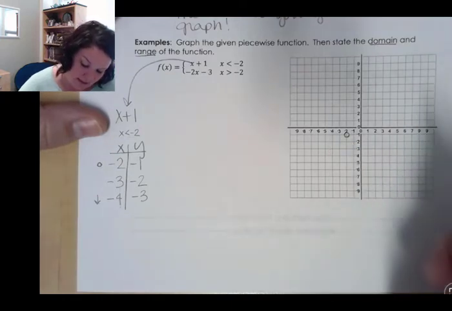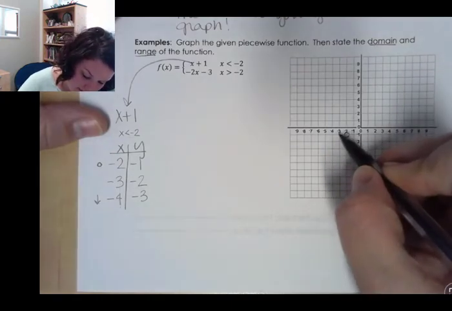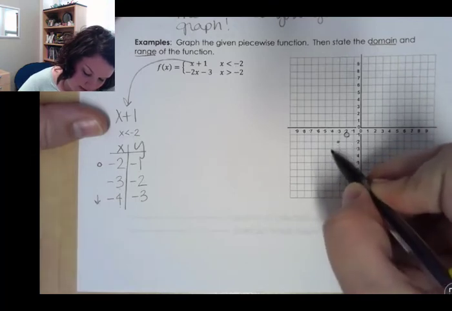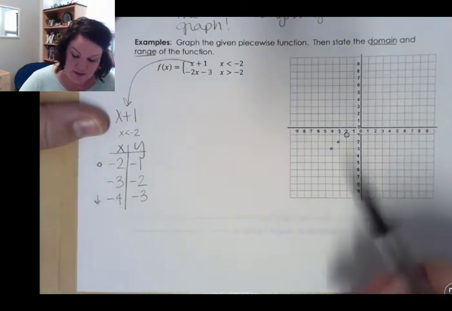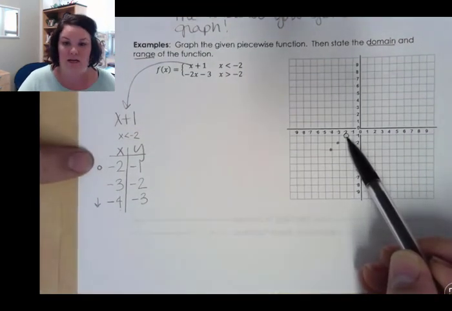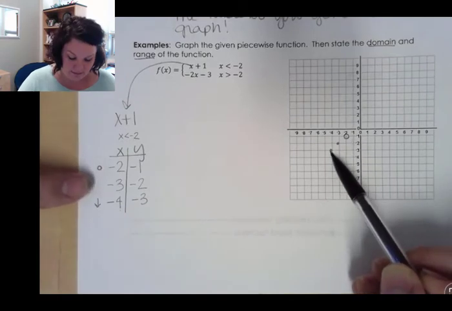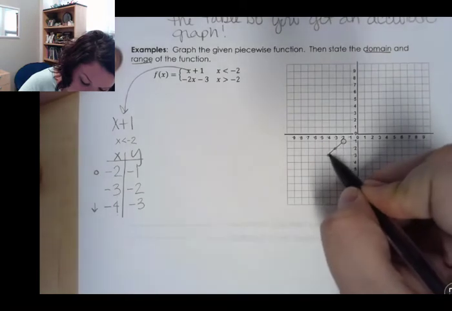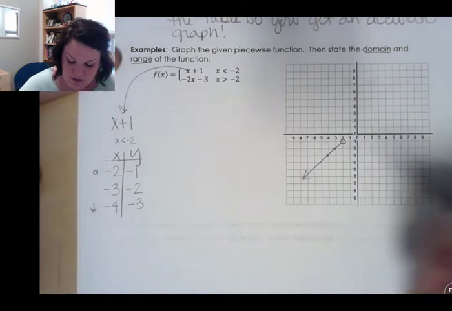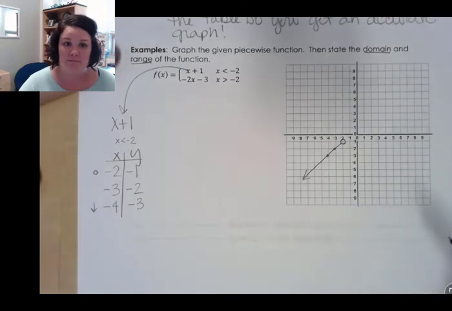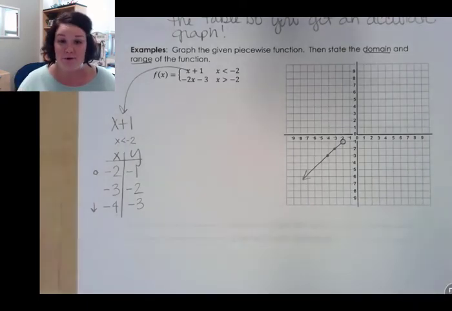Then at -3, I'm down at -2, and I can include that point. At -4, I'm down at -3. So this was the side that started with the open circle, just like on my picture over here. But on this side, remember I drew an arrow because it's going to keep going, since it can go to any number less than -2. So I'm going to draw my arrow to show that that piece keeps going. All right, there's my first piece.